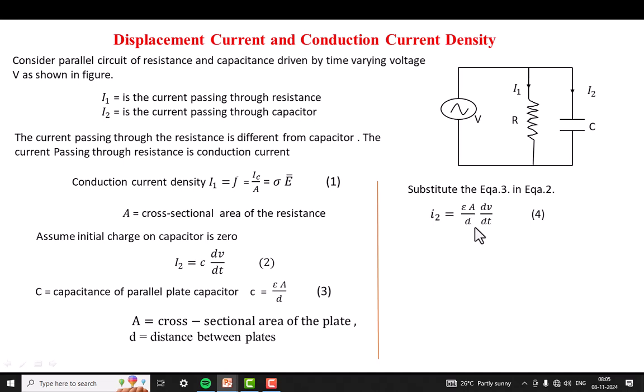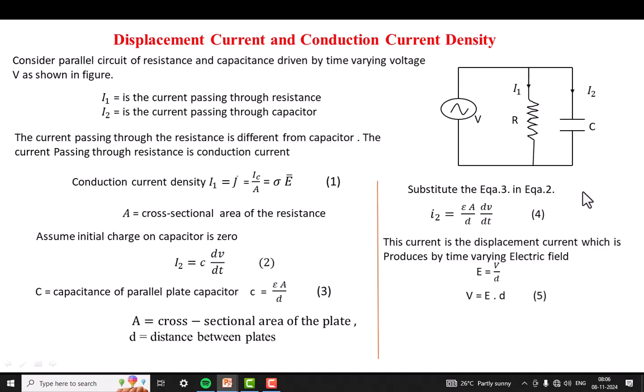Now in equation 2, substitute the equation 3 and simplify, we get I2 equals epsilon A by D into dV by dt, where V is the voltage impressed across the capacitor. Because of that voltage, there will be an electric field between the two plates. There is a relation between the voltage and electric field intensity between the two plates, that is E bar equals V by D. V we can write as E into D. Now substitute equation 5 in equation 4.